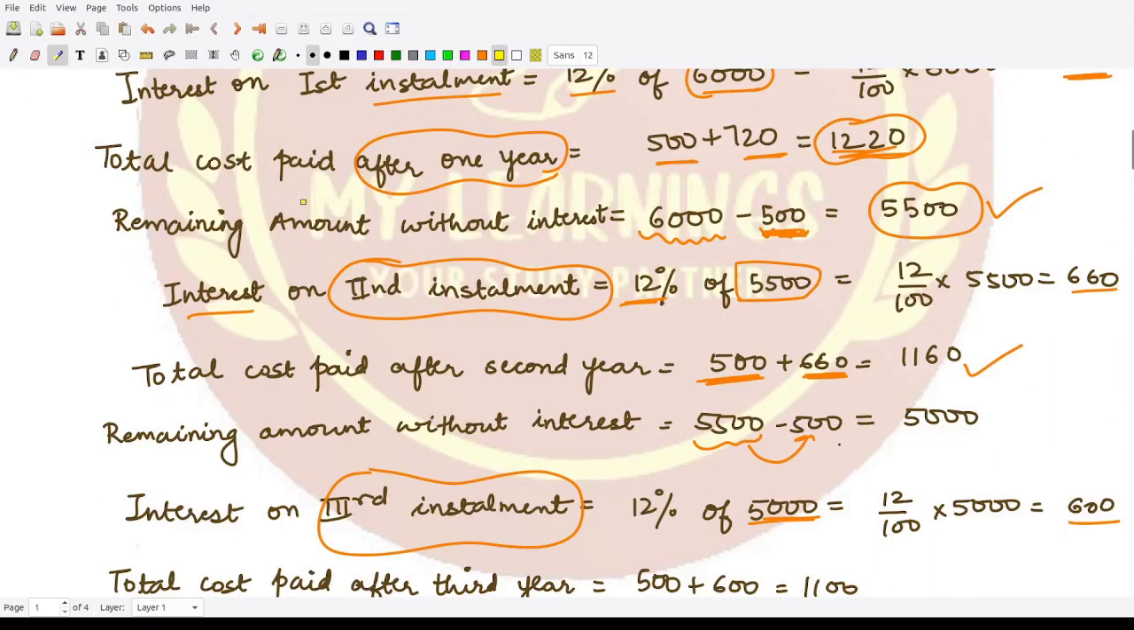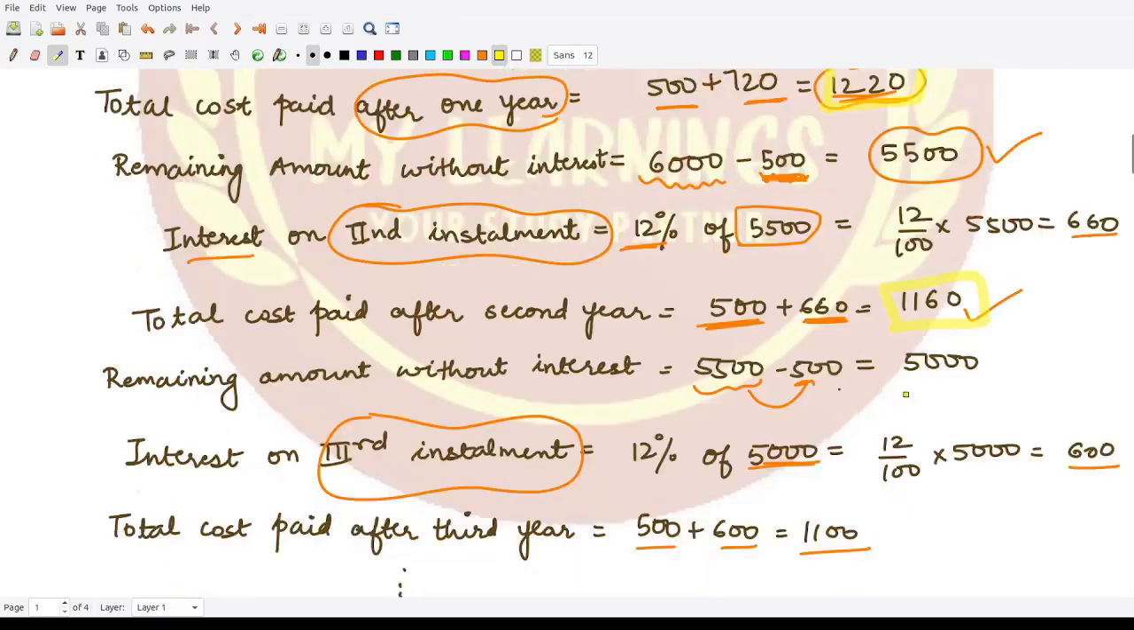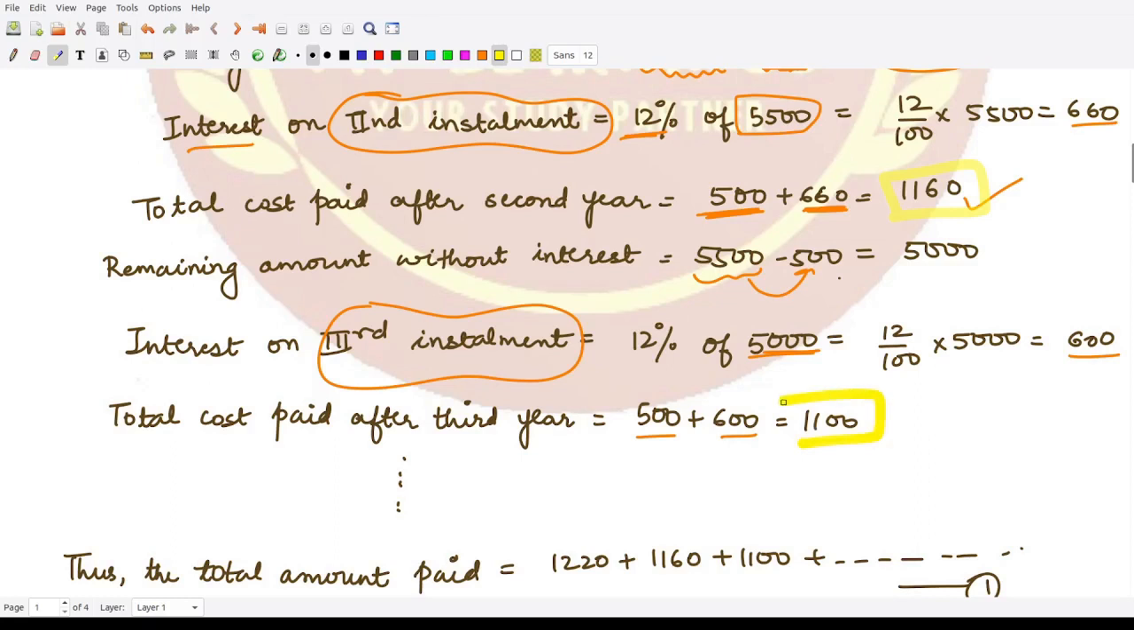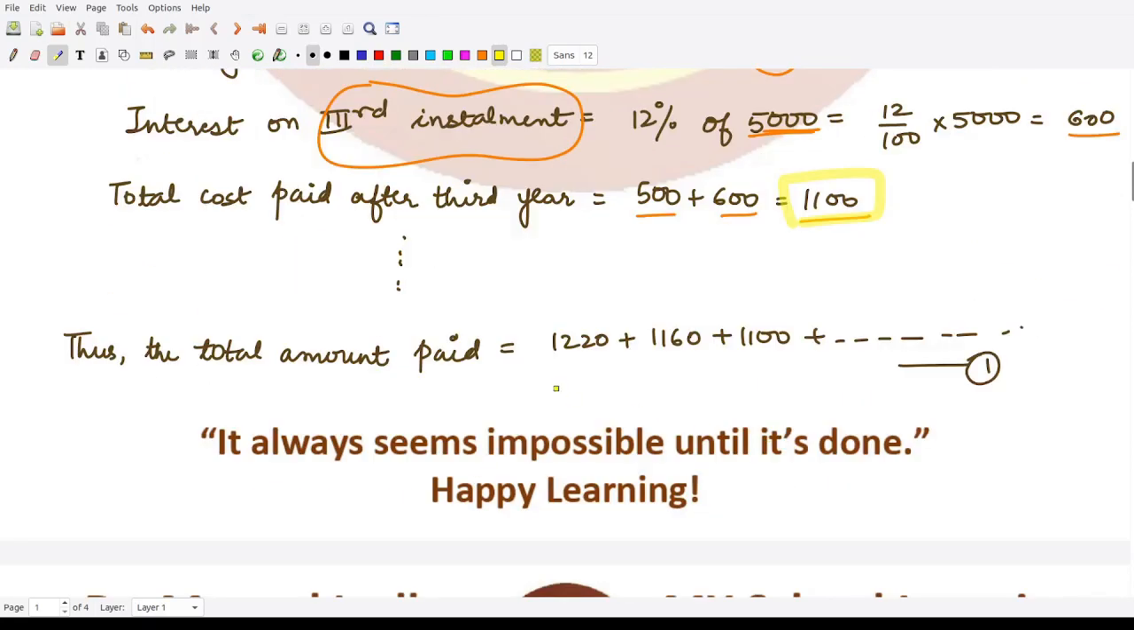After the first year he would have paid 1,220. After the second year it is 1,160. After the third year it is 1,100. So you see this amount keeps on decreasing.